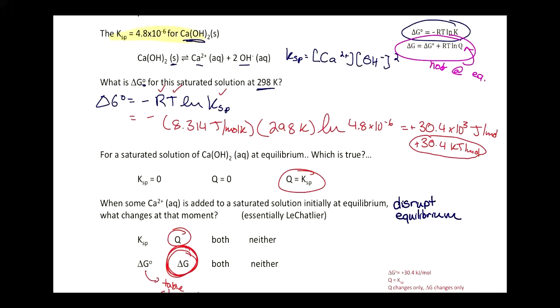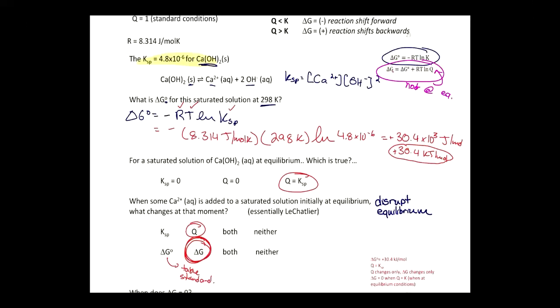When do we use this second delta G equation? Notice how this one does not have the naught on it, and that's deliberate. So on an exam, or a question, if you see delta G without the naught, it means you're at non-equilibrium conditions, and that's deliberate. Okay, so let's do the next one.